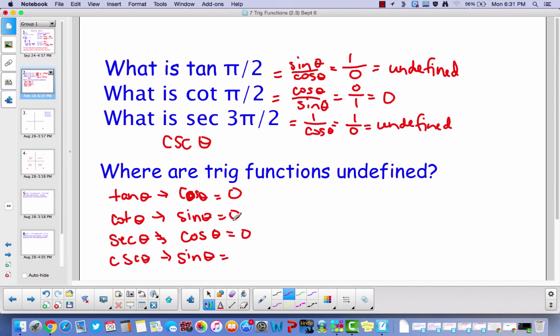So where is cosine 0? Cosine is 0 at pi over 2 and 3 pi over 2. Secant is also undefined at pi over 2 and 3 pi over 2. When are cotangent and cosecant undefined? When sine is equal to 0 for either one of those. That occurs at 0, pi, and 2 pi. It's important to know when the trig functions are undefined so that we know what they are at all places.